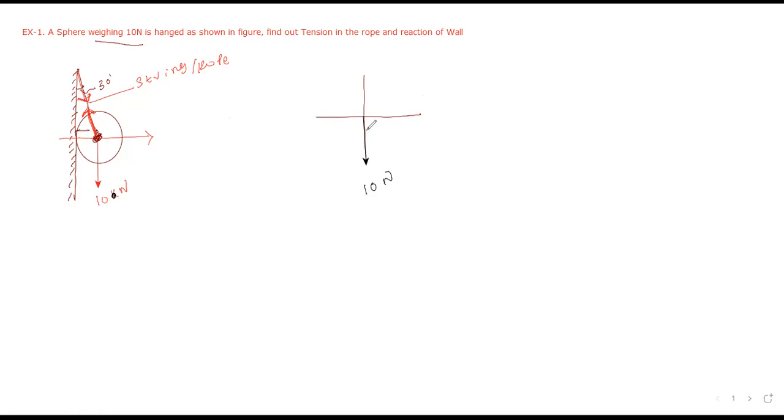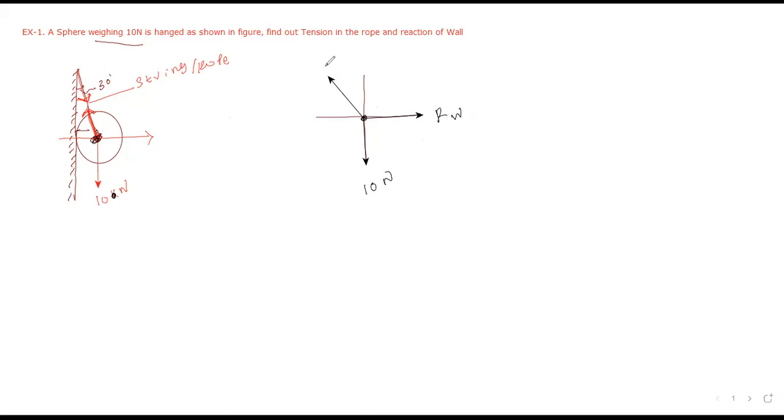Now there is some tensile force developed in a rope just like this. Yes or no? Please confirm me. And there is some reactive force from the wall just like this. So can I say that from your center of gravity we will get three forces? Yes or no? Please confirm me. આ પોઈન્ટ આગળથી આપણને ત્રણ ફોર્સિસ મળશે એવું કહી શકાય? Yes or no?